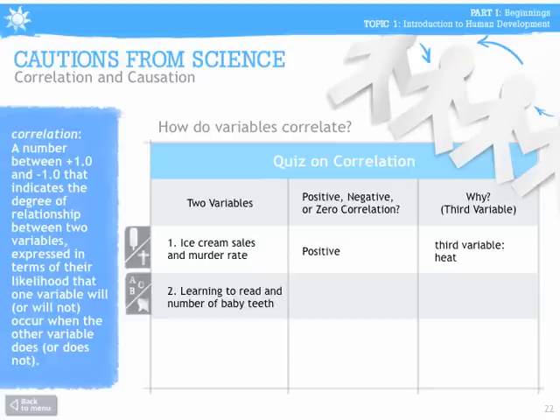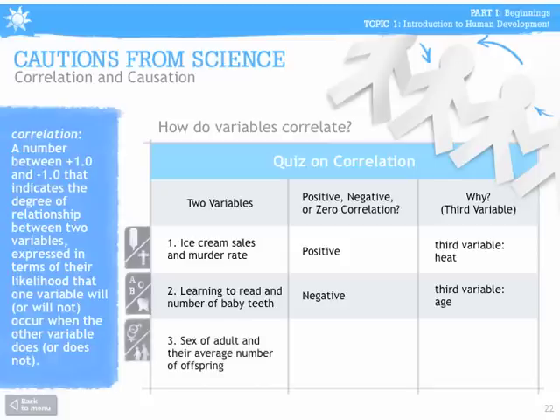Learning to read and the number of baby teeth, a lot of people say there's a correlation between the two. It is a negative correlation, and it actually has to do with just the age. Most children learn to read when they're losing their baby teeth, because that's the age when all that's happening. It's not the cause, but it's not a coincidence either. It's around the same timing.